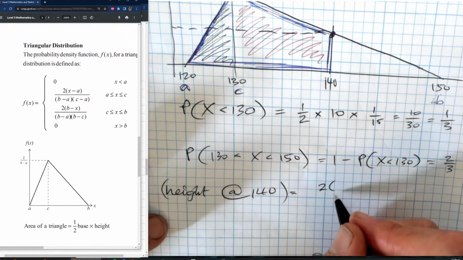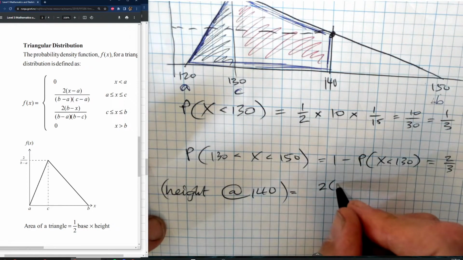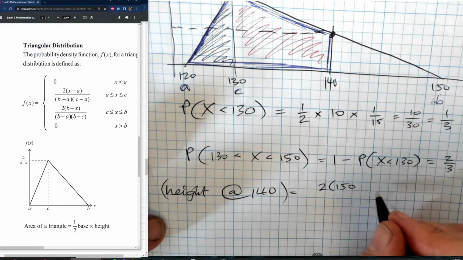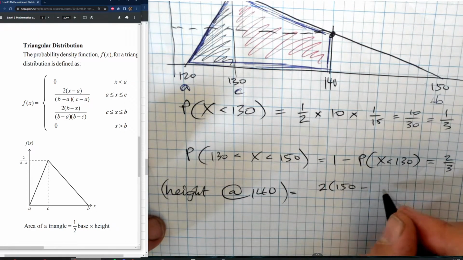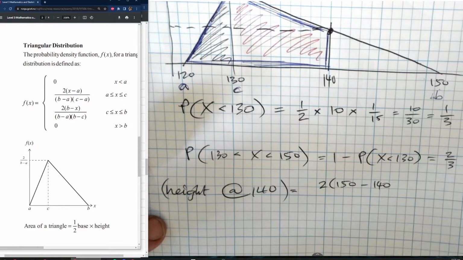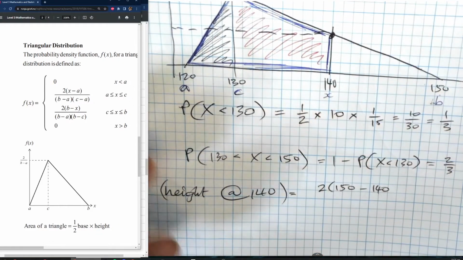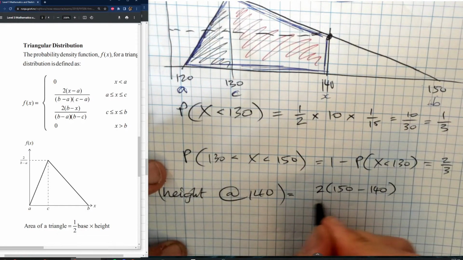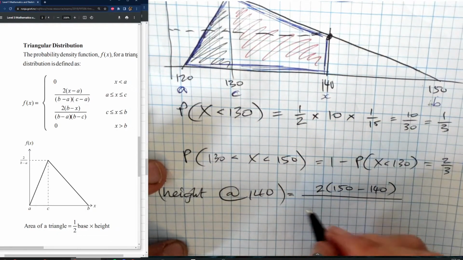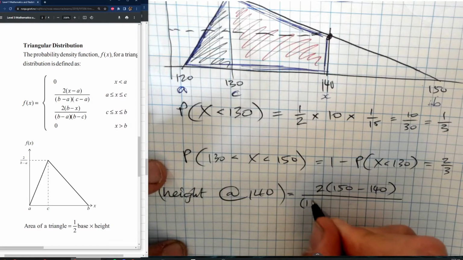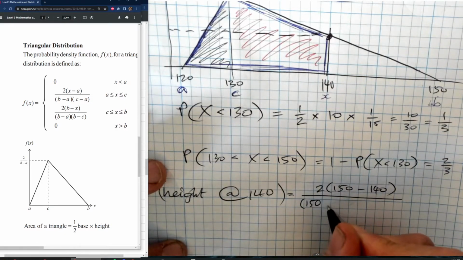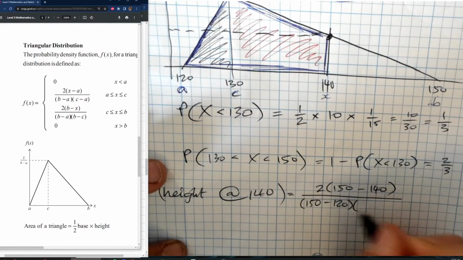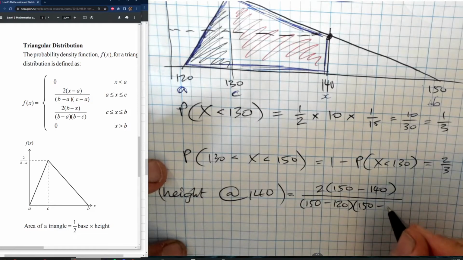Okay, 2 times B, which is 150, minus X, which is 140, over 150, which is B, minus A, which is 120, times B, which is again 150, minus C, which is 130.